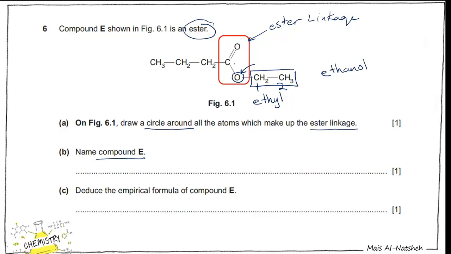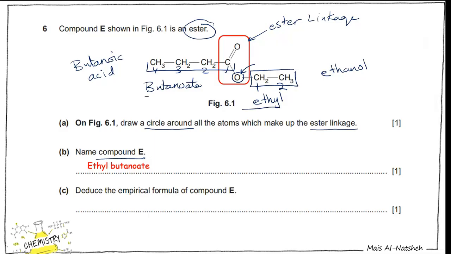Now the other part, which is connected from the side of the carbon double bond O, consists of 1, 2, 3 and 4 carbons, so it's called butanoate. This part came from the acid, butanoic acid. So the name of this ester is ethyl butanoate. Deduce the empirical formula of compound E.